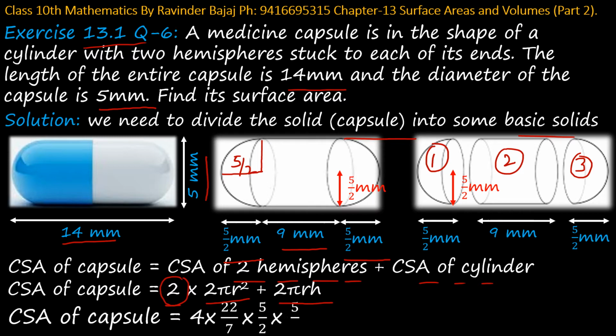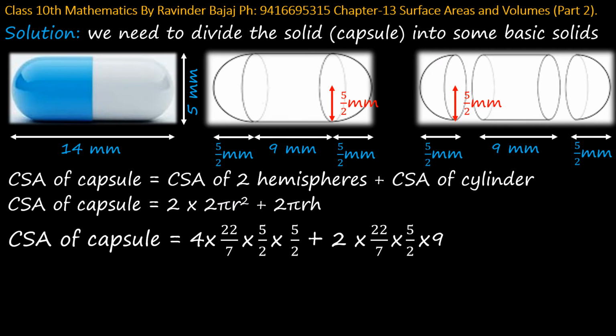Curved surface area of the capsule is equal to, now I'm putting the values, 2 multiplied by 2 is becoming 4 pi r square. R is 5 by 2, so 5 by 2 multiplied by 5 by 2, plus 2 into pi into 5 by 2, that is radius, into 9. 9 is the length of the cylinder, the height of the cylinder. Okay, so let's calculate further. This 2 is cancelled with this 4, 2 and 2 is again cancelled with 2. And this 2 is again cancelled with this one.